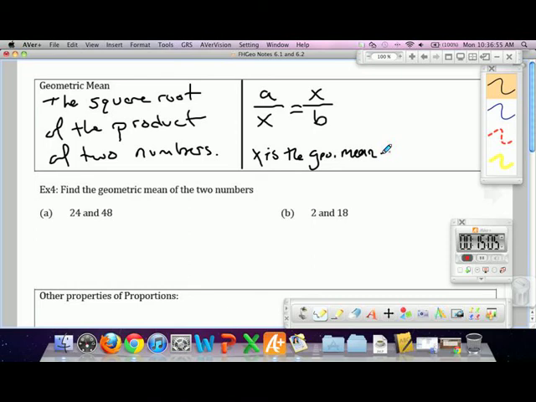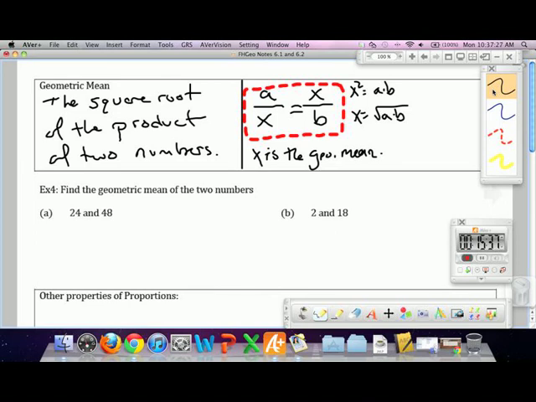Notice when you solve this, when we cross multiply and then solve, you get x squared equals a times b, or x is the square root of a times b. The square root of the product of two numbers is defined to be the geometric mean. Okay? So you could find the geometric mean in either fashion. This proportion method for finding a geometric mean is going to be very important for us.